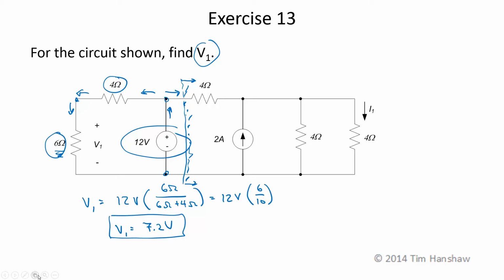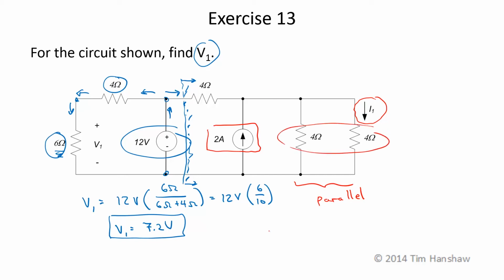Now let's look at something about this circuit that's not in the problem statement. Suppose I want to find the current I1. Now these two resistors are in parallel, and I do have a current source here. So it would be extremely tempting to try to use a current divider and claim that I know the current into this combination of elements and I can easily find that.